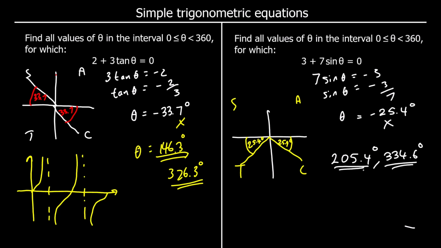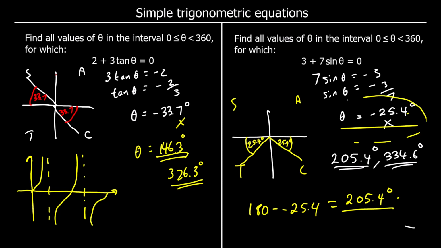We could have also said it's sine. So to get the second answer, it's 180 minus the first answer. So 180 minus 25.4 would have got us to 205.4. And then we could say it repeats every 360. So we've got these two answers.